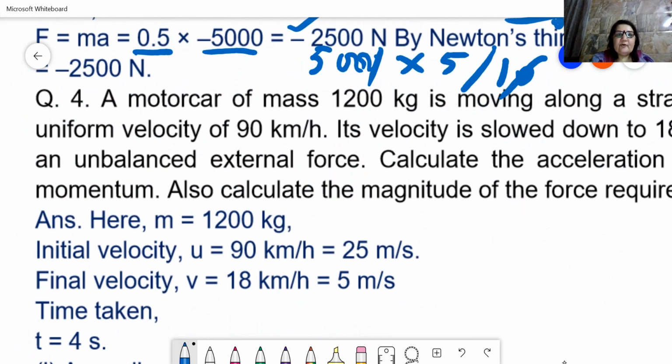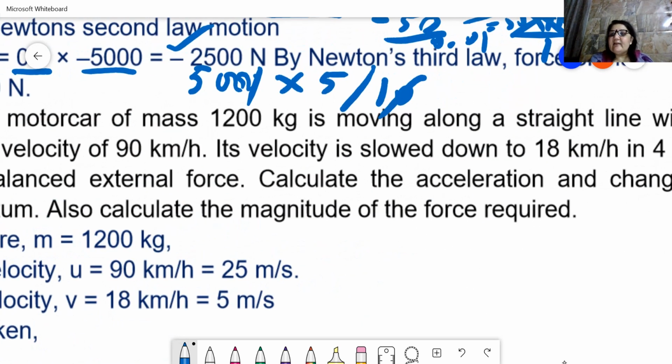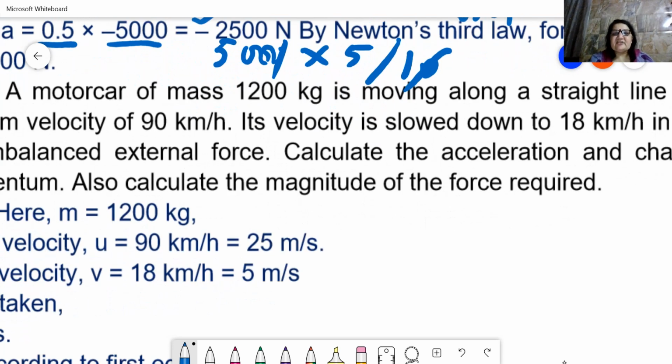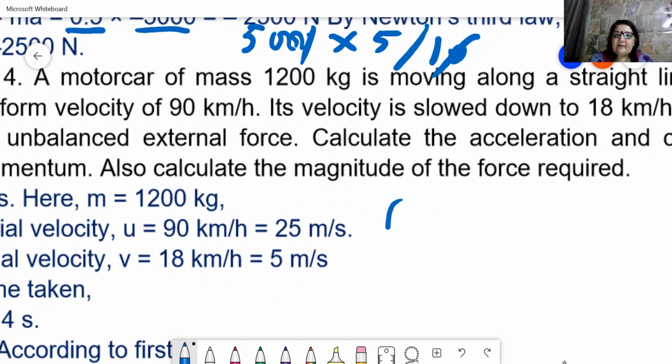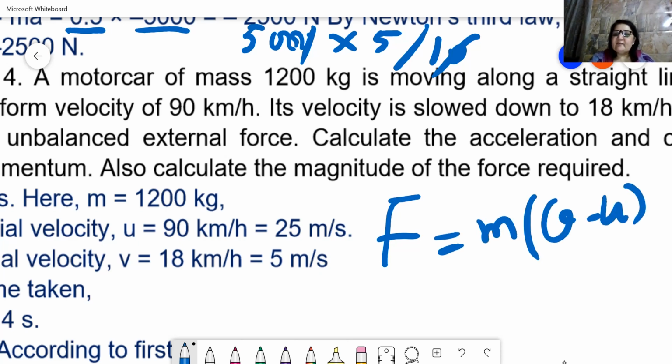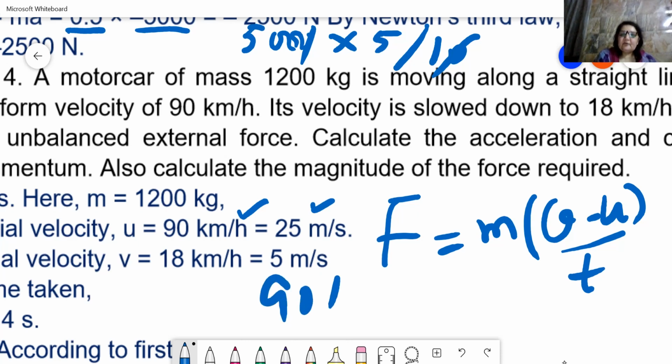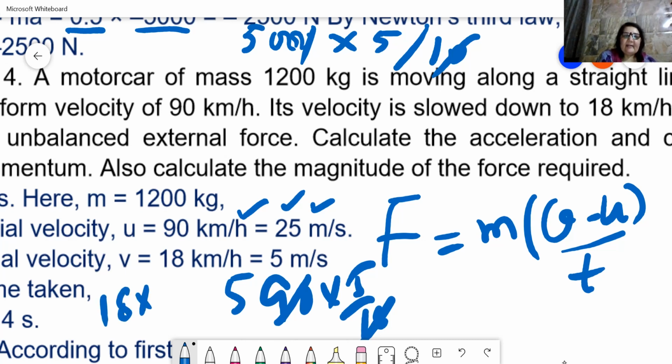Now we come to question number 4. A motor car of mass 1200 kg is moving along a straight line. Again, a very simple question based on the formula F = M(V minus U)/T. You can do it directly using this formula, or you can find A separately and then do it. First of all, 90 km per hour will be converted into meter per second by multiplying by 5 by 18, which becomes 25. And 18 km per hour is 18 into 5 by 18, which becomes 5. I have already written it here.